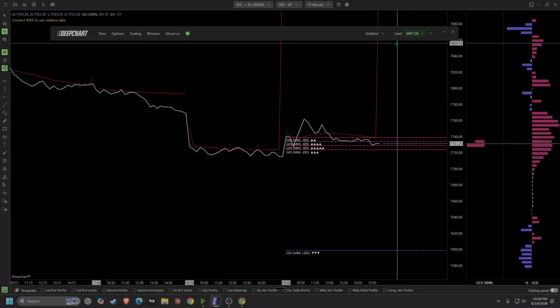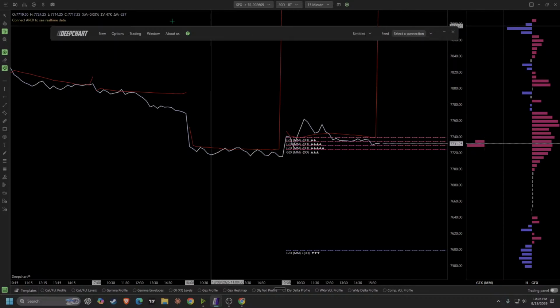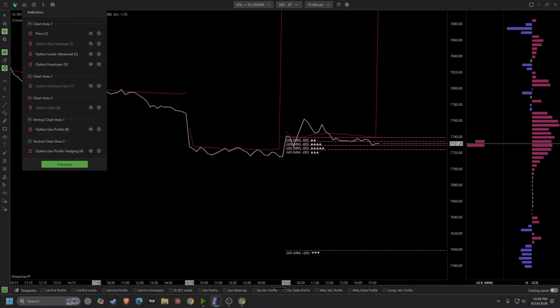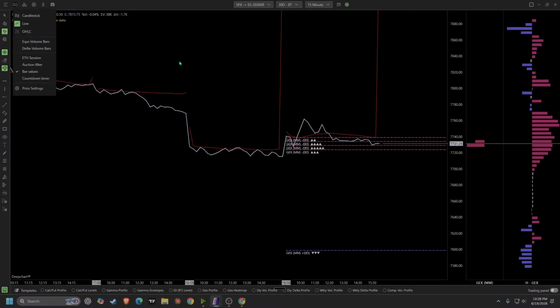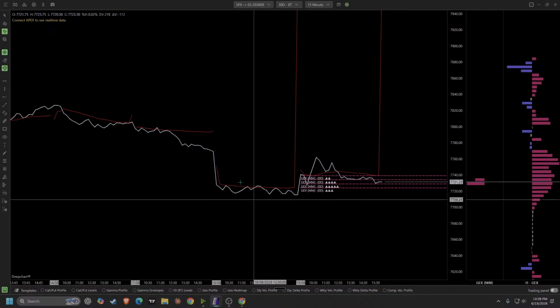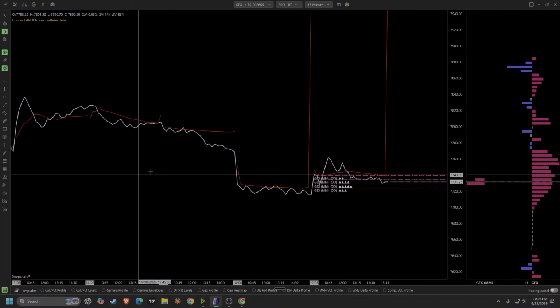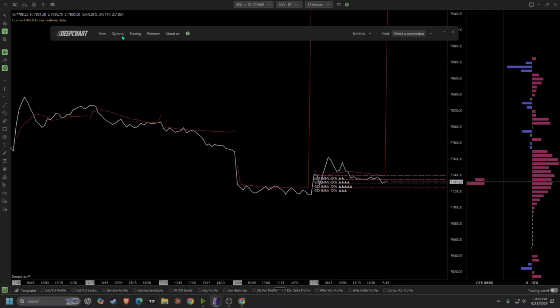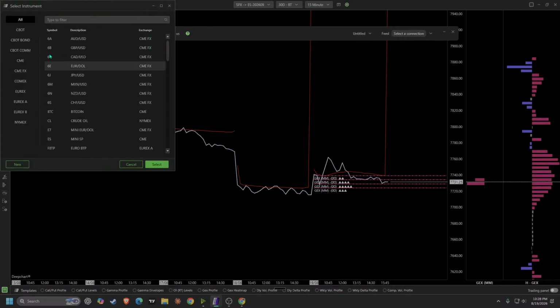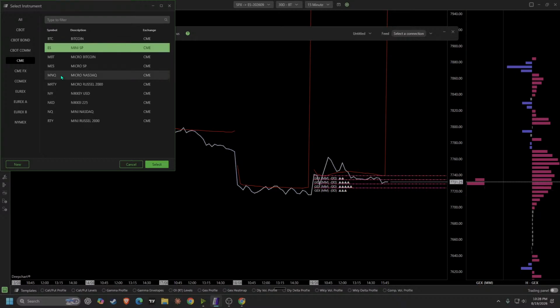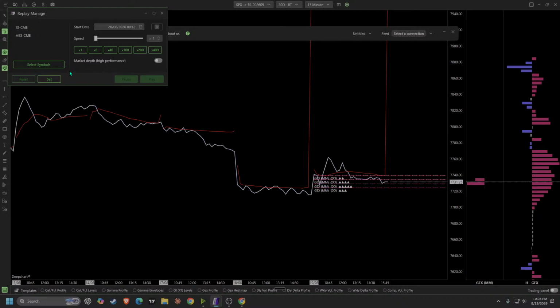So the first thing we need to do in Deepcharts is turn off our feeds. We're gonna change our chart to New York session only, which is perfect. And then we'll turn on the replay tick data, symbol, CME, ES. You might want to add MES as well. That way, if you want to look at ES and trade on MES, that's perfectly possible.